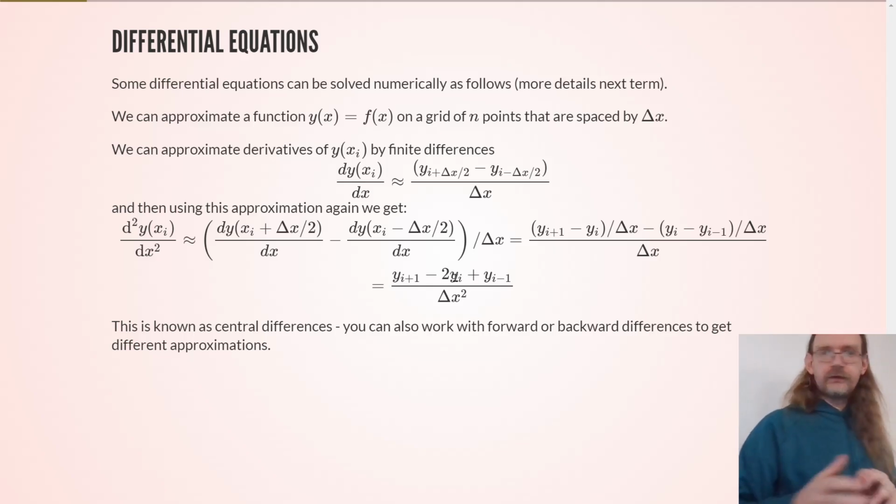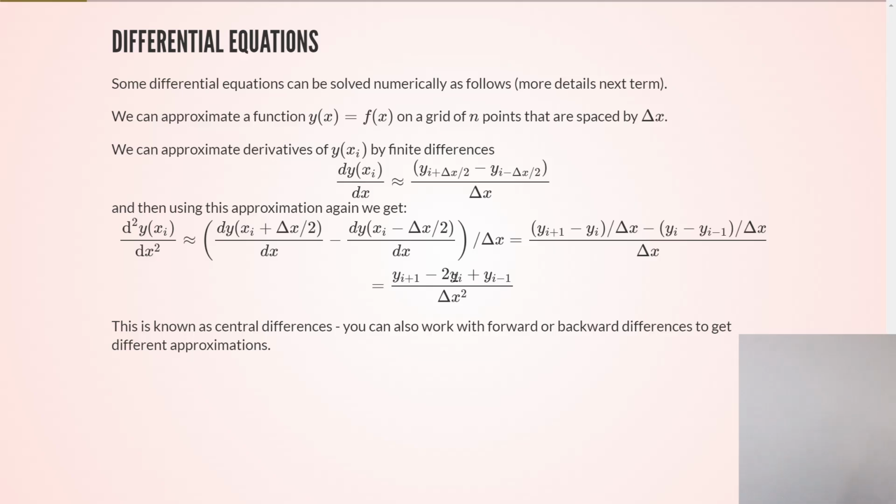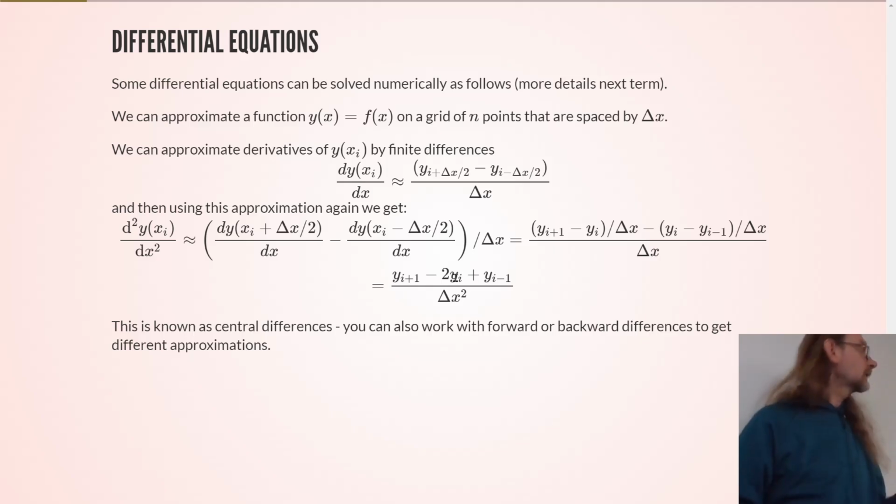And my normal differential equation is just going to be whatever, second derivative of y is equal to, I don't know, some constant or something like that. So this equation should be true for all the values of xi. So for all the different points along the graph, my second derivative equation should be true.